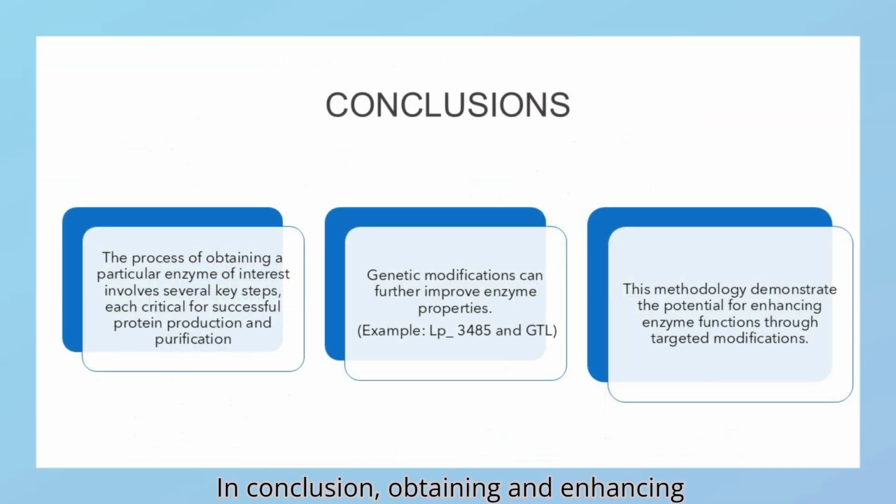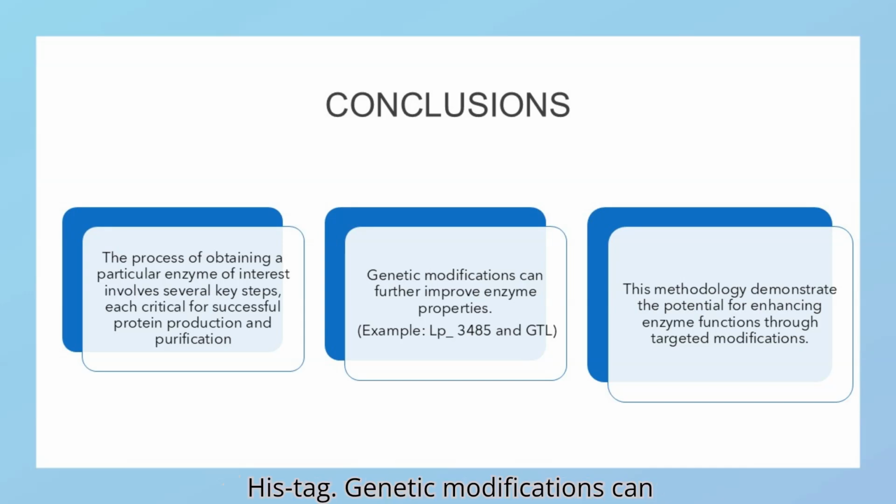In conclusion, obtaining and enhancing enzymes involves several crucial steps. Initially, the gene encoding the enzyme is cloned and inserted into a vector for controlled expression. The gene is then hyperexpressed in host cells, which are induced using agents like IPTG. Post-induction, the cells are lysed, and the enzyme is purified using affinity chromatography, often facilitated by a His tag.